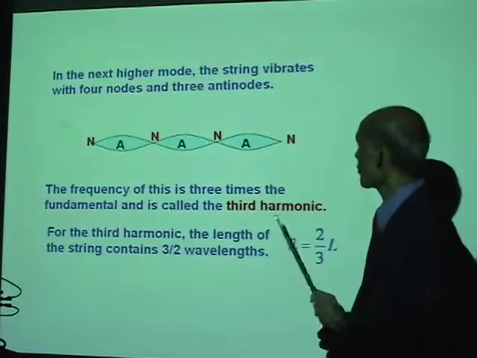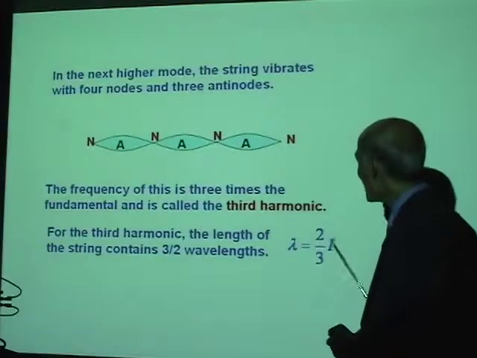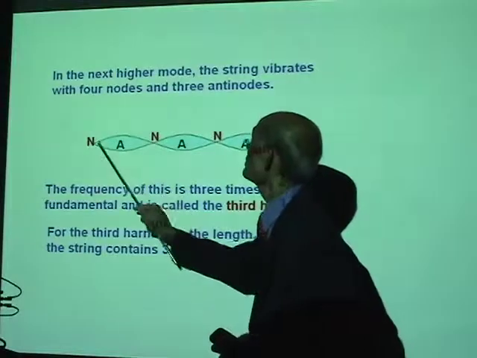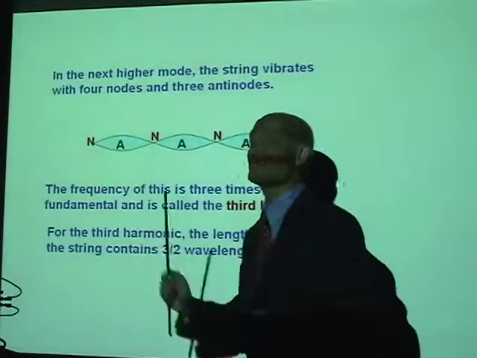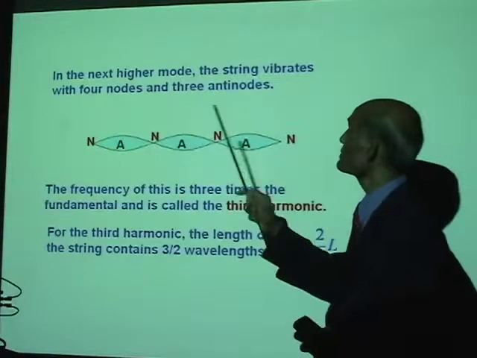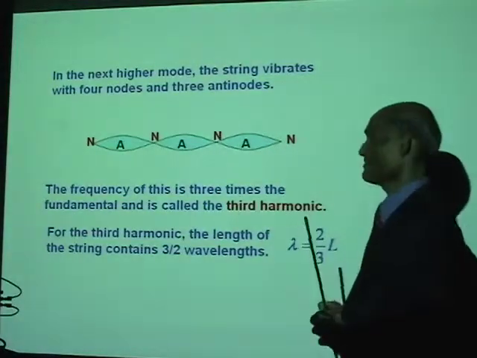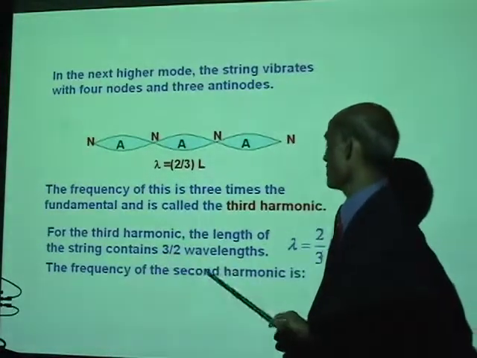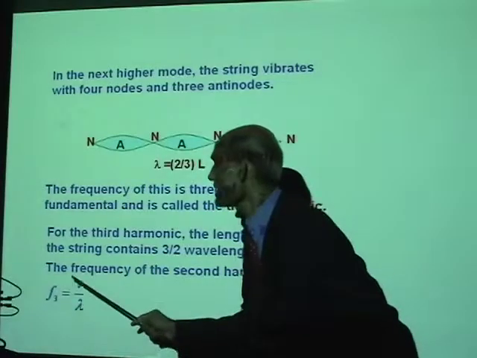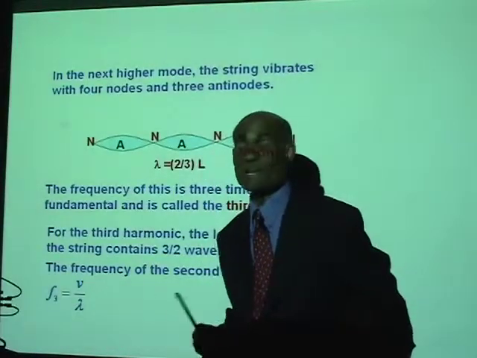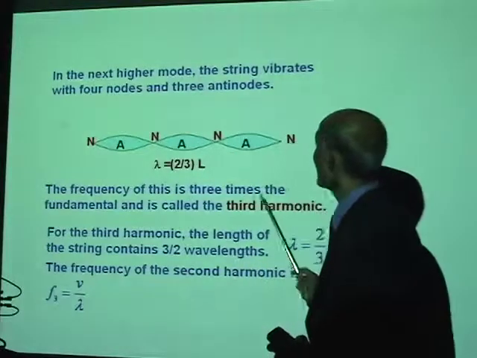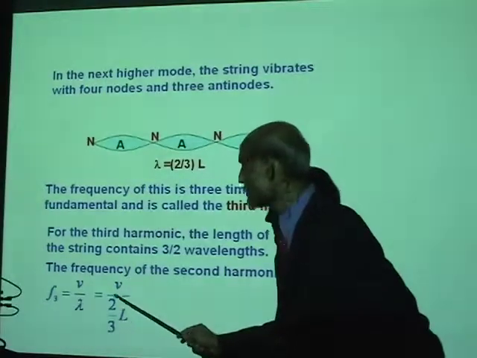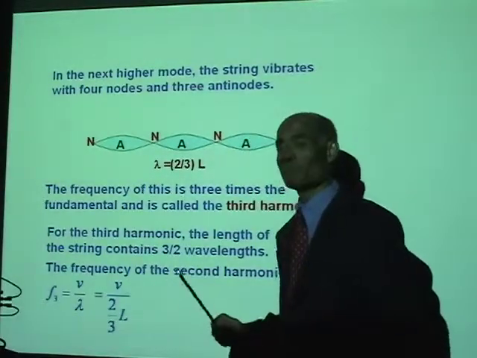Alright? We can therefore write wavelength is 2/3 of the length. Is that right? This is the wavelength. Now this wavelength is 2/3 of the whole length of the string. So the lambda for this mode is 2/3 of L. How would you now write the frequency in this case? So the frequency of this mode F3, again, frequency is V over lambda. But what is our lambda? Lambda is 2/3 of L. Let's replace that. So that will be V over 2/3 of L.